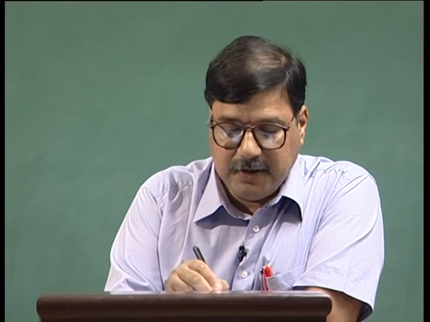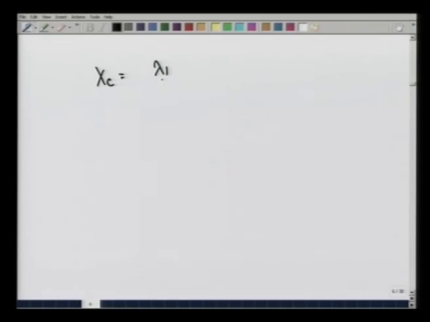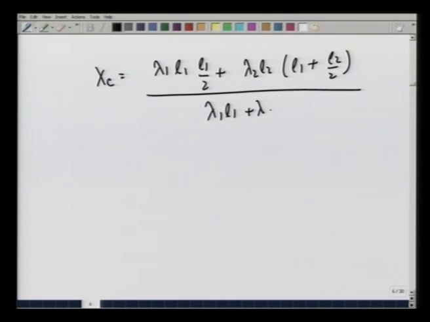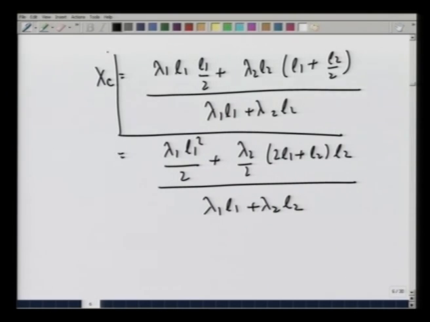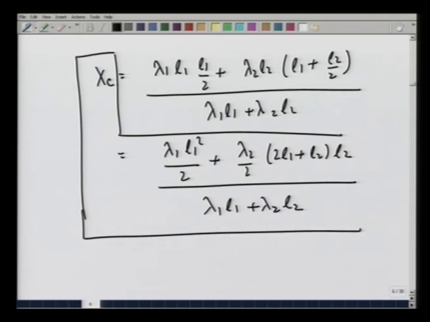So, we have calculated x c to be lambda 1 L1 over 2 plus lambda 2 L2 times L1 plus L2 over 2, divided by lambda 1 L1 plus lambda 2 L2, which is the same as lambda 1 L1 square divided by 2 plus lambda 2 over 2 times 2 L1 plus L2 times L2, divided by lambda 1 L1 plus lambda 2 L2, which is the same answer as we obtained earlier when we calculated the center of gravity by integrating over the entire area.